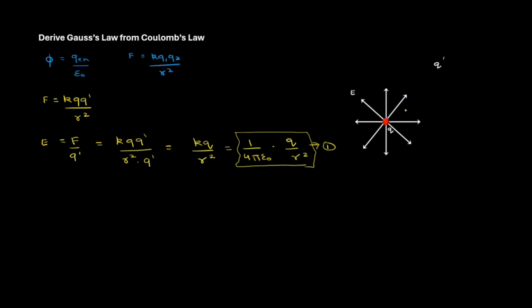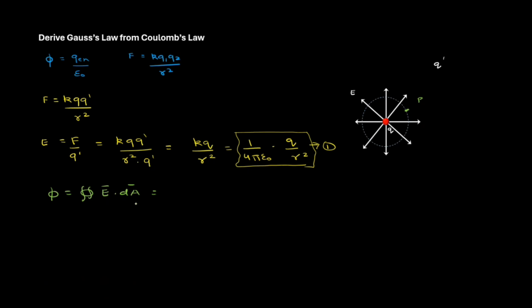Now let's say I want to find flux at point P because of this charge. And in order to find flux through point P, we will create a spherical Gaussian surface that passes through point P over here. And then we know from the definition of flux, phi will be equal to integral E bar dot dA bar, where E is the electric field at point P and A is the surface area of the Gaussian surface. Here the Gaussian surface is a sphere since electric field has radial symmetry.